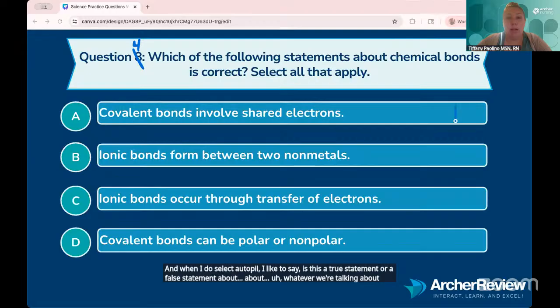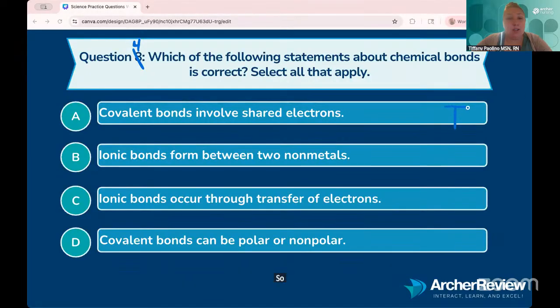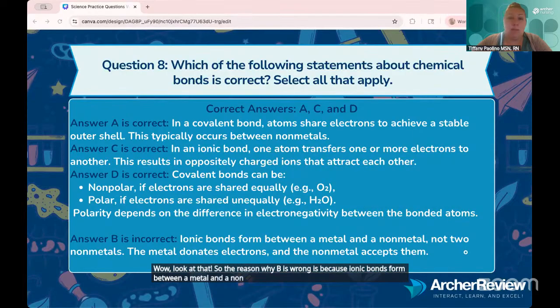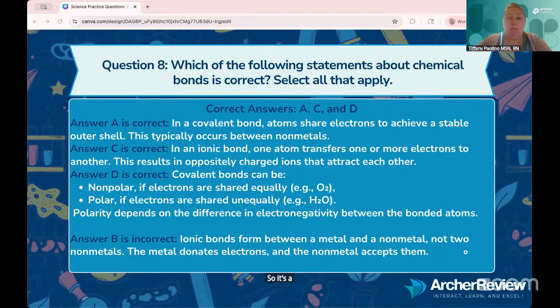So today is about chemical bonds. So I think this is true. They involve shared electrons. I'm not really sure about B. I'm going to come back to it. C, ionic bonds do occur from the transfer of electrons. And then covalent bonds, they can be both polar or nonpolar. So I'm going to guess A, C, and D. Wow, look at that. So the reason why B is wrong is because ionic bonds form between a metal and a non-metal, not two nonmetals. So it's a metal and a non-metal.